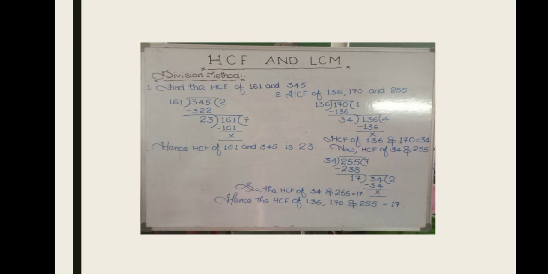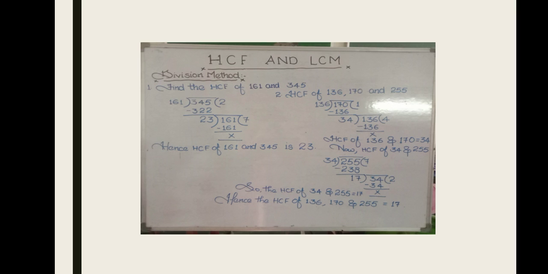We shall take one example. 161 and 345. The greater number here is 345. So we have to divide 345 by 161. The dividend is 345 because that is the greatest number, and the smaller number is 161, so it became the divisor. So we can divide this number by 2 only. So by 2 if we divide, we get 322, and when we subtract 322 from 345, we get 23.